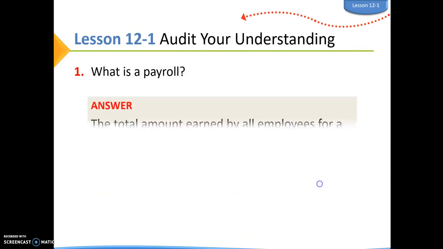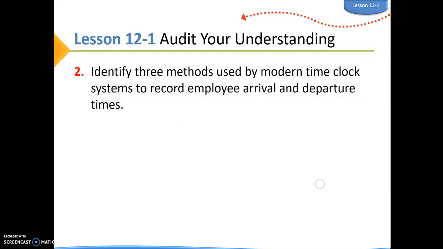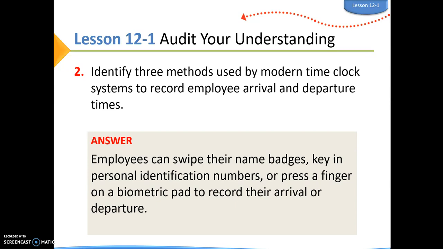What is payroll? The total amount earned by all employees for a pay period. Identify 3 methods used by modern time clock systems to record employee arrival and departure times. Employees can swipe their name badges, key in personal identification numbers, or press a finger on a biometric pad to record their arrival or departure.